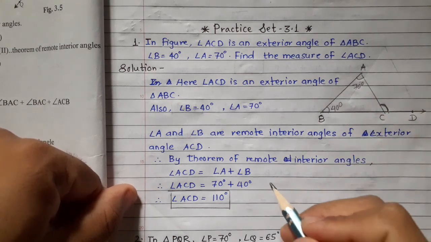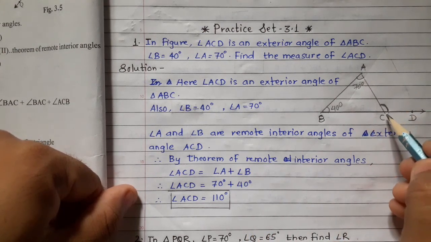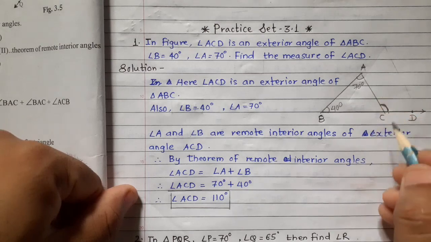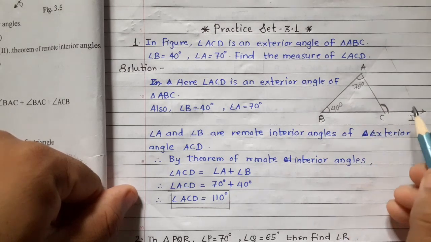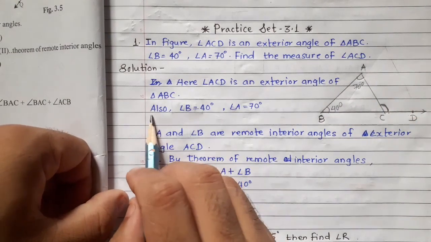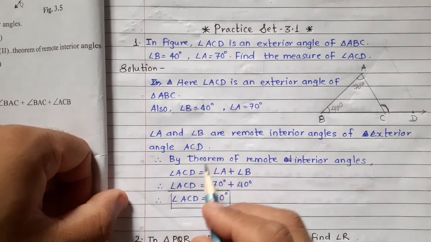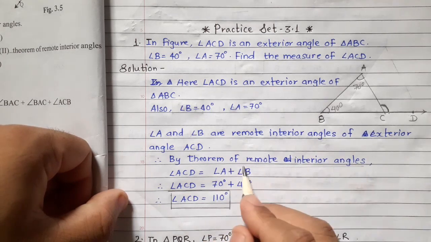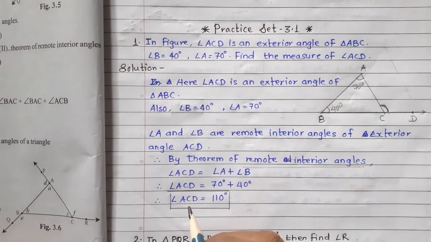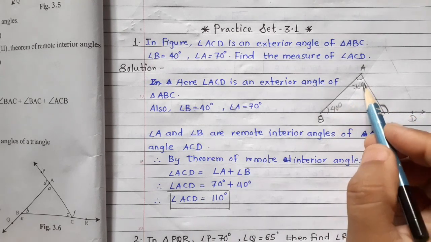So by the theorem of remote interior angles, we can say that the exterior angle of a triangle is equal to the sum of its remote interior angles. So from this we can write angle ACD is equal to angle A plus angle B.